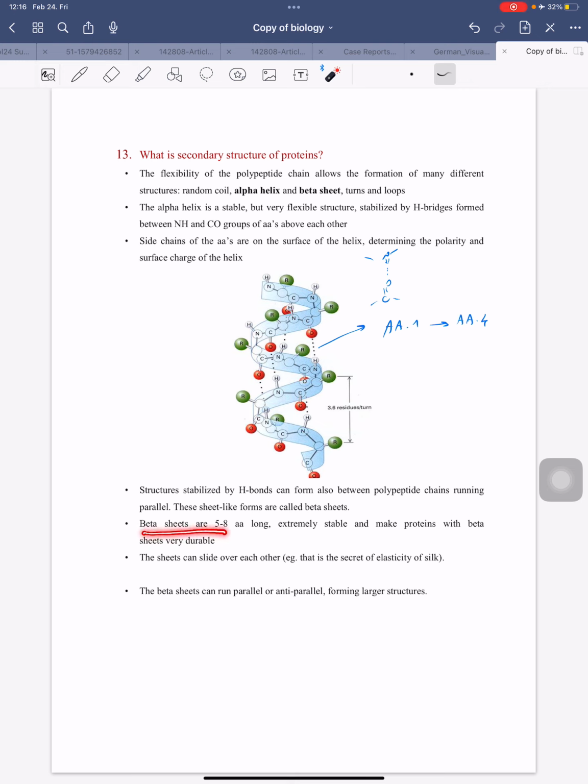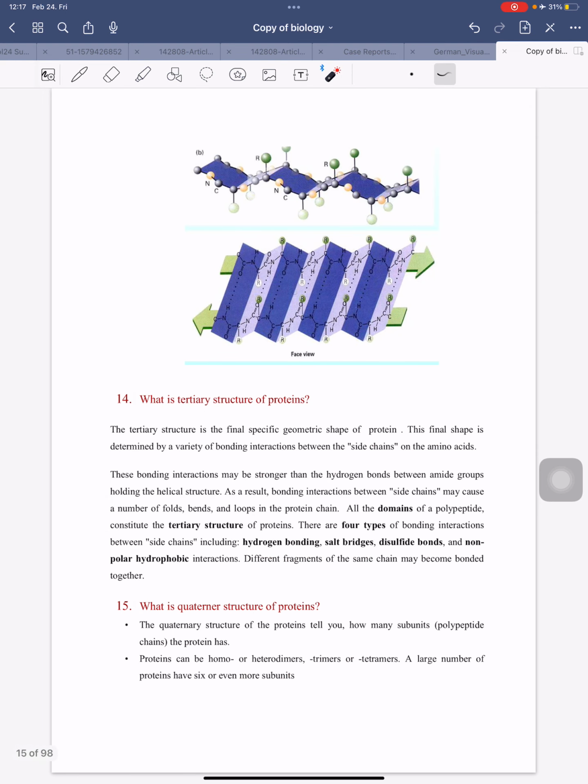The beta sheet is usually short, between 5 and 8 amino acids long, and also stable, making proteins with beta sheets very durable. The sheets slide over each other, like the elasticity of silk. The beta sheet can run parallel and anti-parallel, which I showed you. We also have other structures like turns or loops or super-secondary structures, which we study in biochemistry. But we go to the tertiary structure.